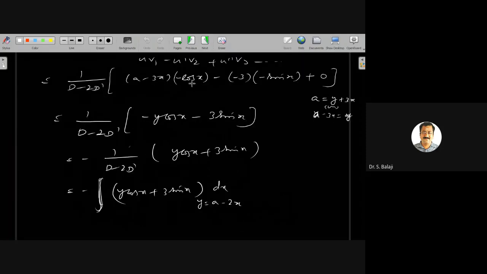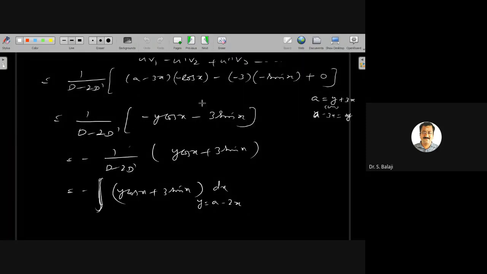It is a product of two functions, so integrate with Bernoulli's formula. Then after integration, immediately you change a back in terms of y. For that, you replace a is equal to y plus 3x, or a minus 3x as y. Then you can get y cos x and so on.